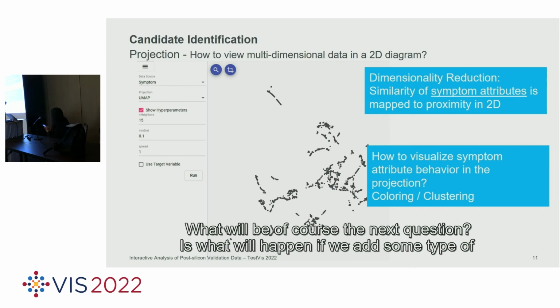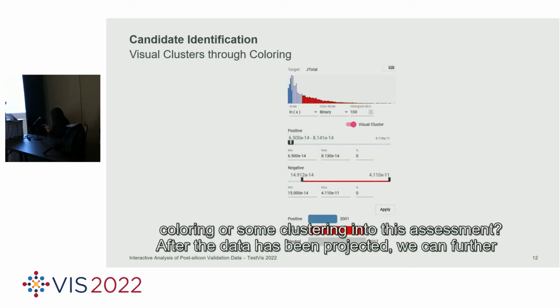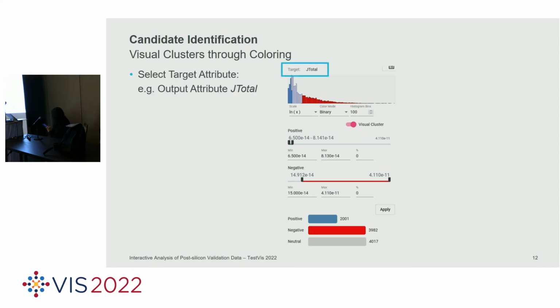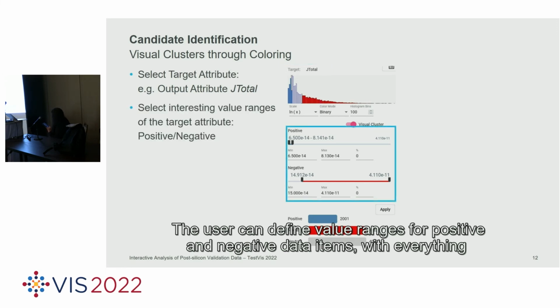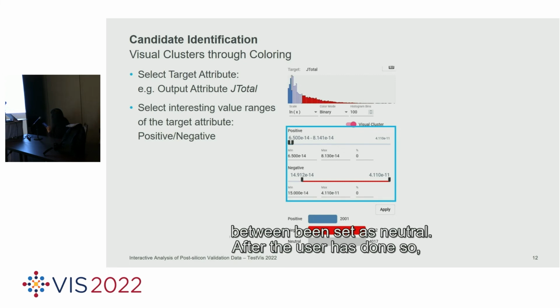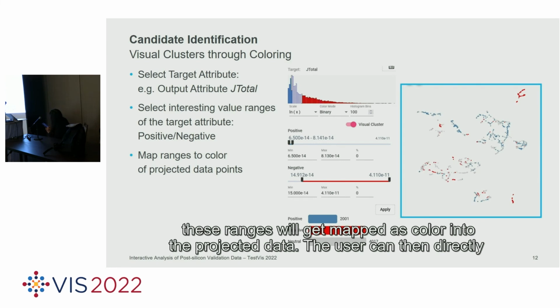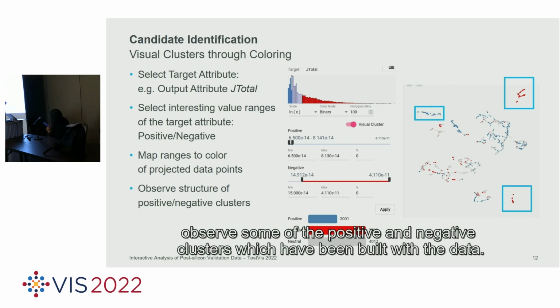What will be, of course, the next question is what will happen if we add some type of coloring or some clustering into this assessment? After the data has been projected, we can further enhance the view by defining ranges based on a chosen target attribute, here the total. The user can define value ranges for positive and negative data items, with everything in between being set as neutral. After the user has done so, these ranges will get mapped as color into the projected data. The user can then directly observe some of the positive and negative clusters which have been built with the data.